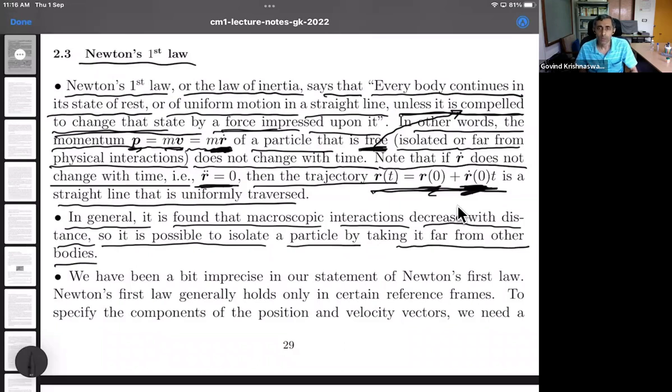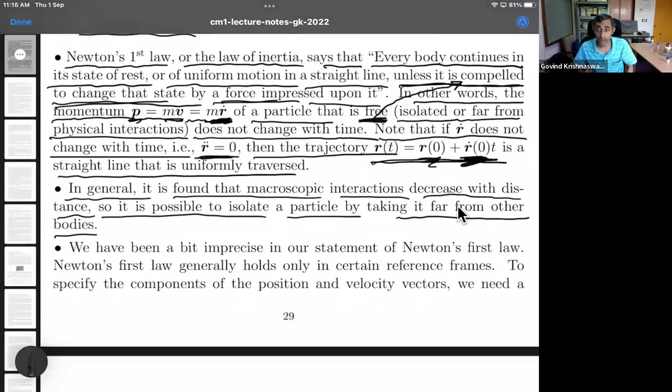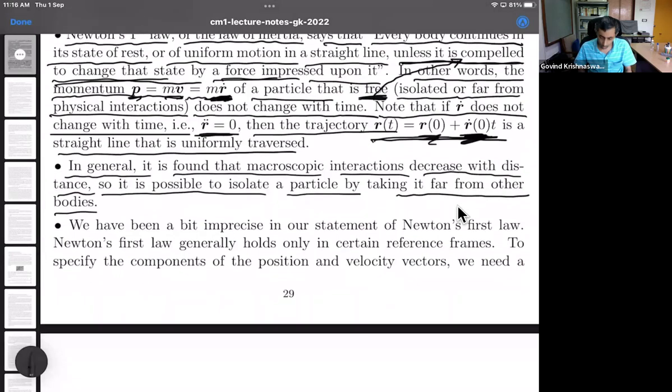Since we talk about bodies that are free, I have to say how one can create a free particle. You simply take it far away from other things. You may ask how far away? Well, to the desired accuracy you wish. If you want some accuracy, you take it that far. So there are details there, of course, but in principle, this is possible to do.